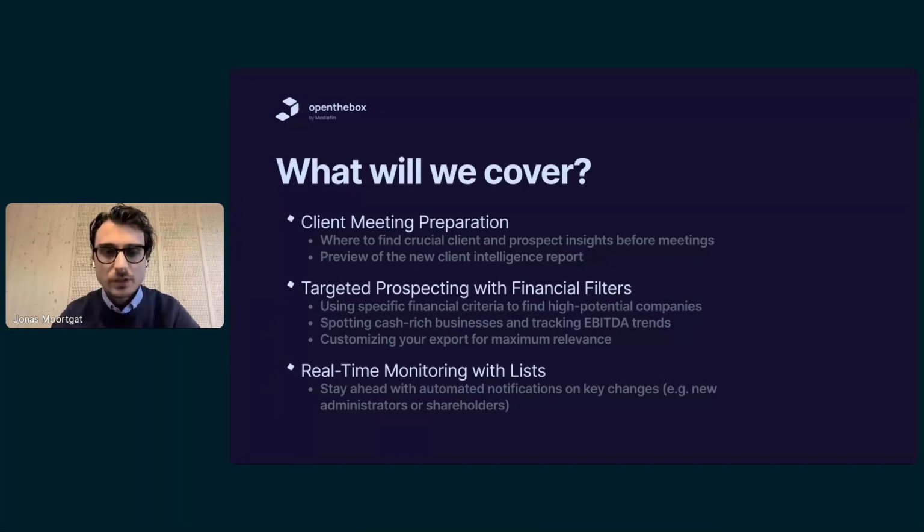After we've looked at the advanced search, I'd like to talk about real-time monitoring with lists. Some of you might have already seen lists, the new navigation in openthebox, where your users can stay ahead with automated notifications on key changes. For example, if one of the customers you're following or one of the prospects that you're following is publishing new financials, new information about shareholders, or information about administrators that have changed. So these are the three main topics I would like to cover.